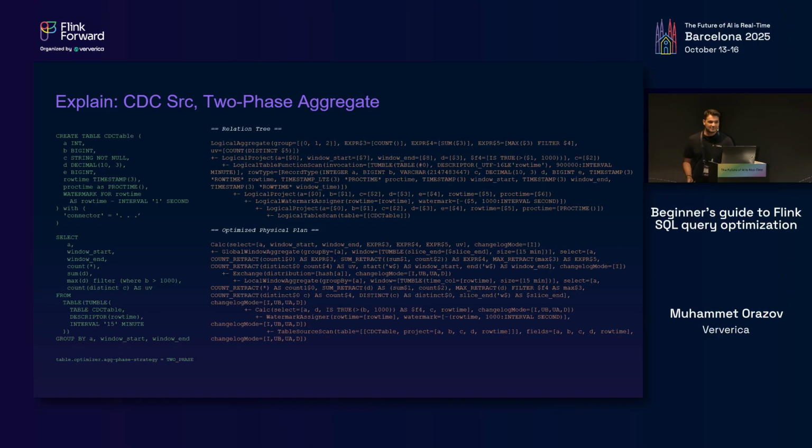And some complex example, we have the CDC source, and I think here I wanted to show the two-phase aggregate. For example, the optimized plan has two aggregates, the local window aggregate and the global window aggregate. And another interesting thing is you can also see the changelog mode. So this was run with the explain plan with the changelog mode enabled.